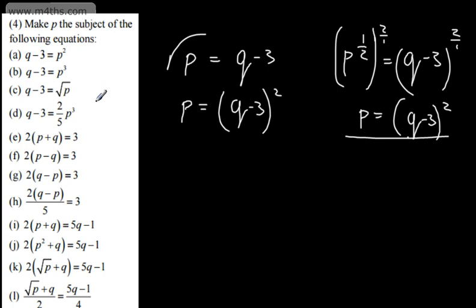Okay, let's look at the next one. What we have here is 2/5 of p cubed is equal to q minus 3. Very similar to these ones. What we've got though is a coefficient, a number multiplied by p cubed. At this stage, what I can do is multiply by 5 and divide by 2. I would prefer it if you saw that you were dividing both sides of this equation by 2/5, which is the same as multiplying by 5 over 2. So what we'd have is 5 over 2 times q minus 3 is equal to p cubed.